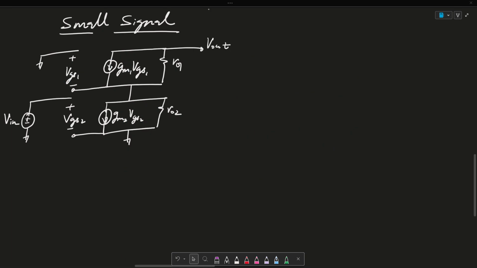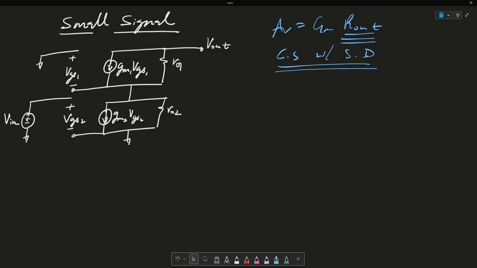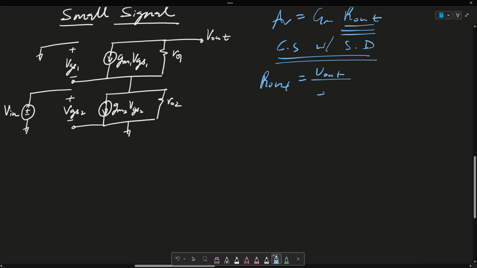Okay, the next section we need to solve for, again, remember AV is this Gm Rout. We need to solve for Rout. All right. And we've done this in a previous video. Again, check out the common source with source degeneration video. So we've done this in the previous video, but I'll go ahead and walk through it again. And we note that Rout, the equation says Rout is equal to Vout over I out.